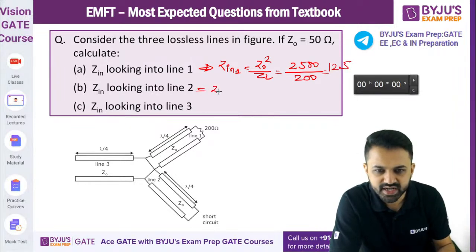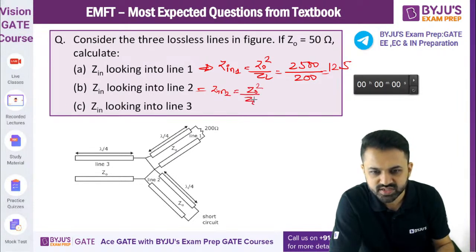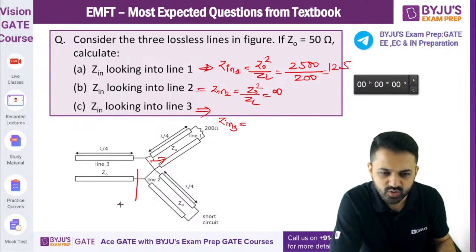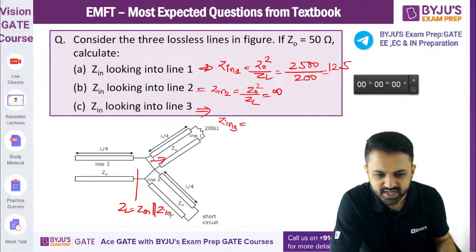And here the Z in 2 will be Z naught square upon ZL, but because it is short circuited, it will be open circuited, that is infinity. So to calculate the input impedance at 3, the load will become the parallel combination of Z in 1 and Z in 2. So it is nothing but infinity in parallel with 12.5, that is nothing but 12.5.